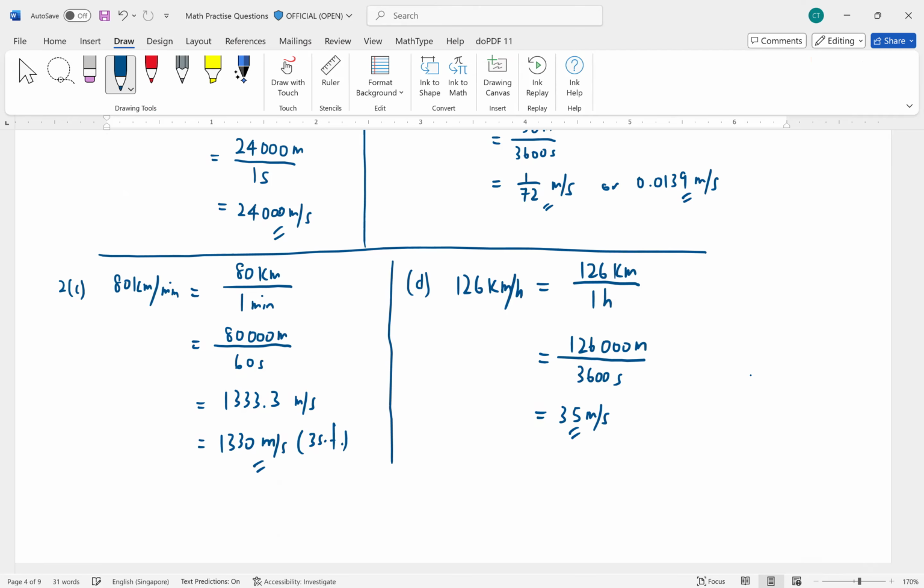Okay, so that is how it works. All right. So convert the top to meter, convert the bottom to second, then redo the calculation. Okay, you will be able to get the answer. All right.